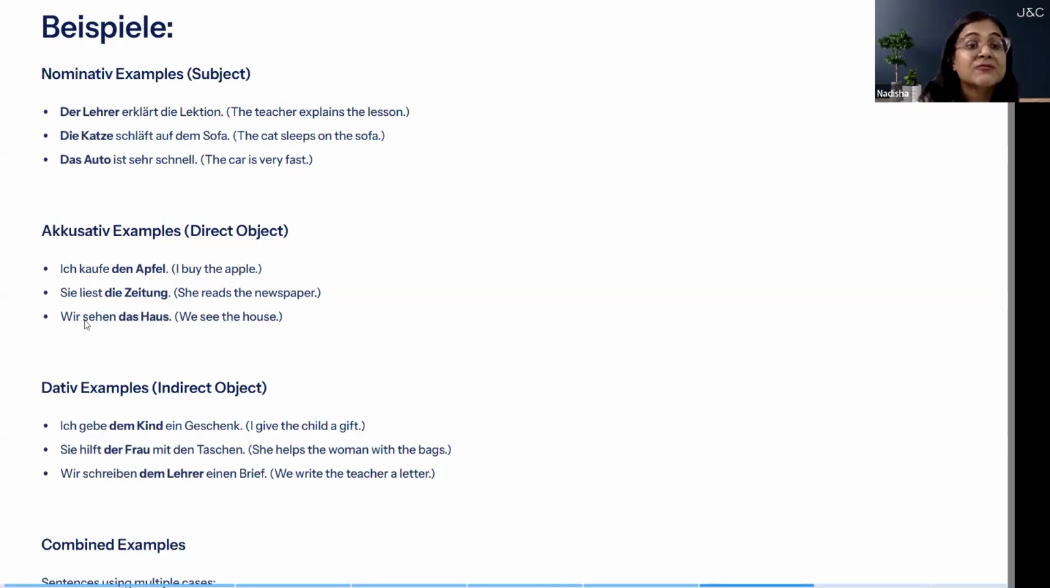Next is wir sehen das Haus. We see the house. Who is seeing? We. Who is nominative? And what are we seeing? We are seeing the house. House is accusative case. It is either a noun or a pronoun. Okay, house is a noun here. Wir sehen das Haus. Next is dative example.